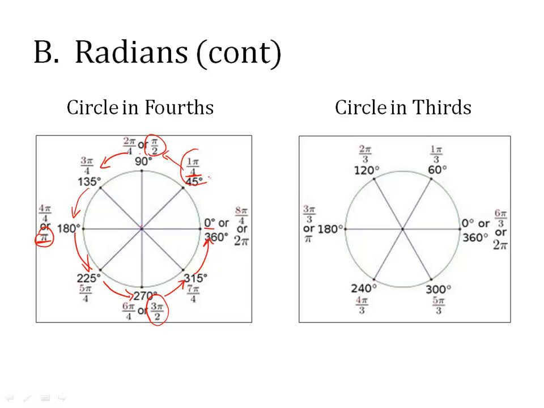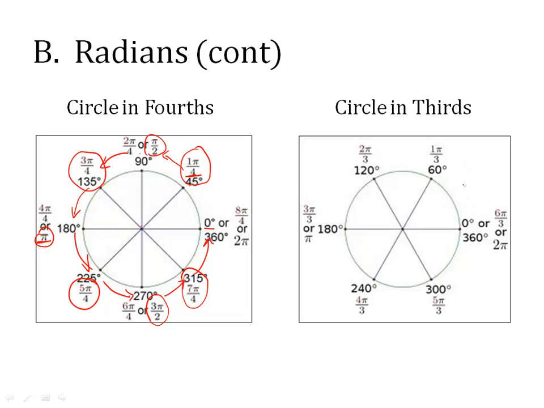So here's 1/4. 45 degrees is the same as 1/4 of a pi. 3 pi over 4 is the same as 135 degrees. 5 pi over 4 is 225. And 7 pi over 4 is 315. I'll show you how to memorize this really quickly. I just want you to get the grasp of breaking it into fourths.